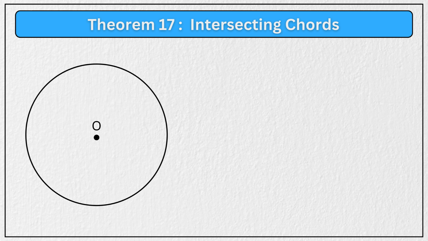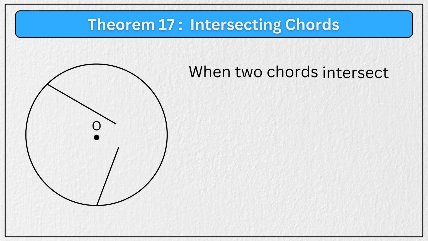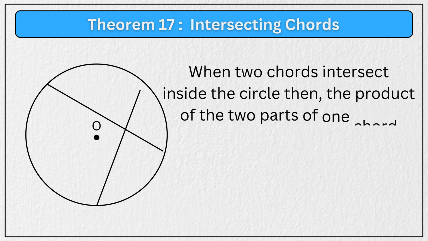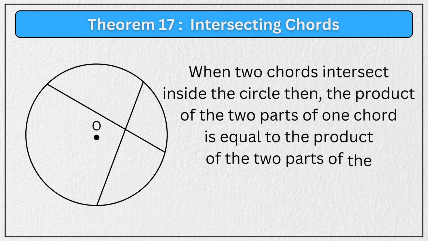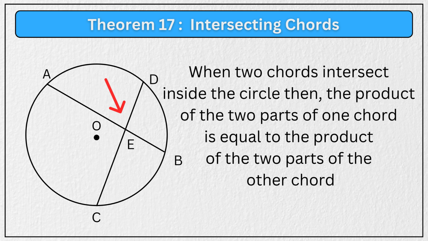17. Intersecting chords theorem. This theorem states that when 2 chords intersect inside the circle like this, then the product of the 2 parts of one chord is equal to the product of the 2 parts of the other chord. For example, if chords AB and CD intersect at point E inside the circle, then AE multiplied by EB is equal to CE multiplied by ED.